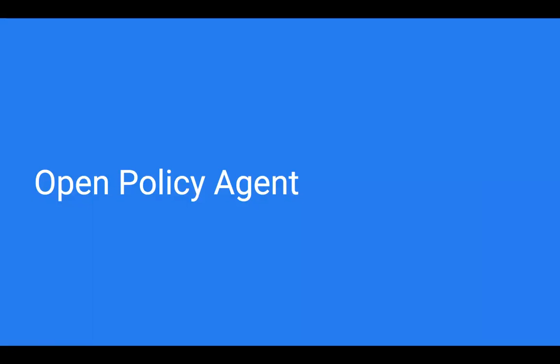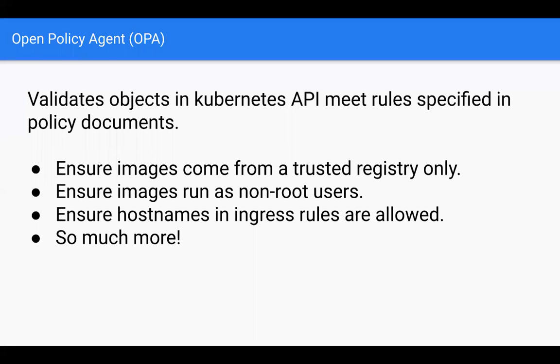All right, so on to the next topic. This is a tool that's relatively new called Open Policy Agent. So OPA is a policy engine that allows you to set up rules, and when a new object is created in the Kubernetes API, it validates those objects to make sure that they conform with your rule set.